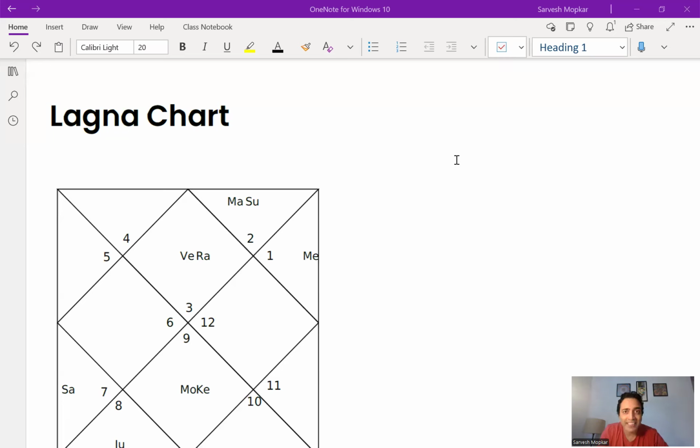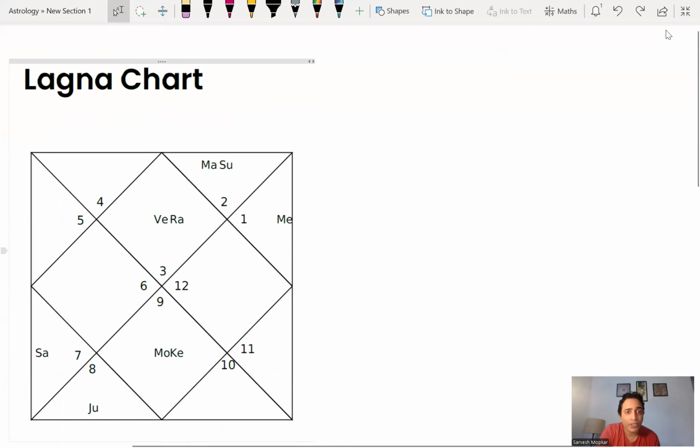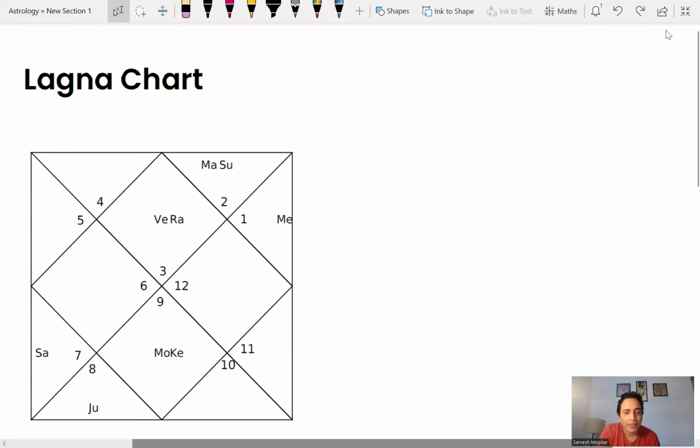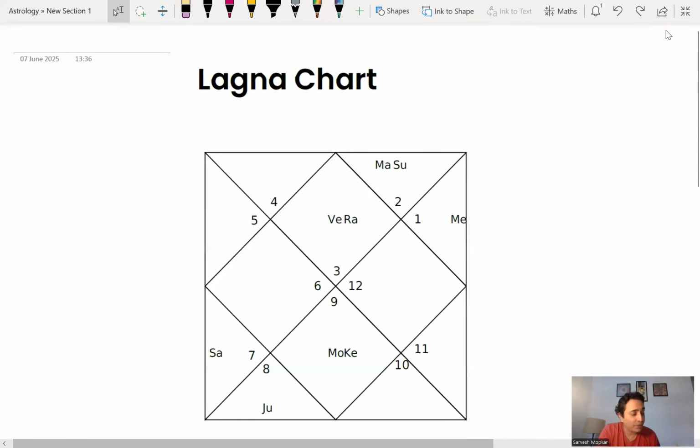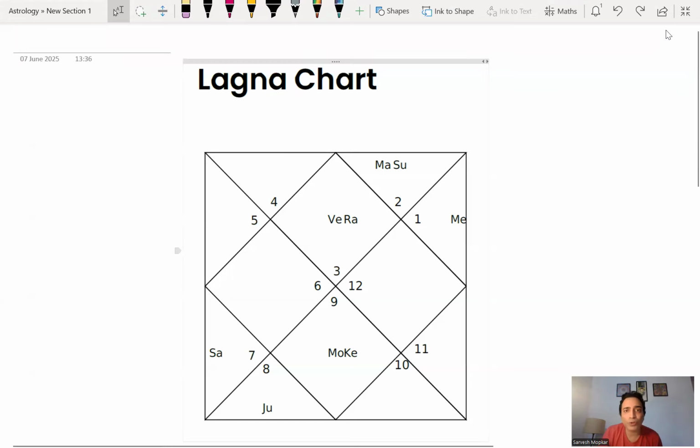Right now, in this video, I am going to refer to your birth chart, which you can see on your screen. I'll try to zoom in. All right, so this is your lagna chart. If you go back to my previous video, I mentioned that the lagna chart is called the D1, also called the horoscope. This is what we mean by horoscope.